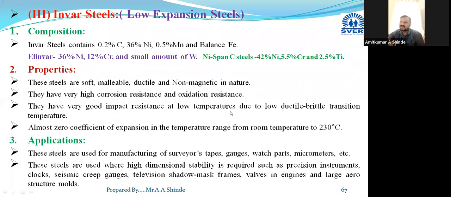At low temperatures, due to a low ductile-brittle transition temperature, and almost zero coefficient of expansion in the temperature range from room temperature to 230°C. So there will not be any change in their dimension, shape or size due to a rise in temperature up to 230°C.